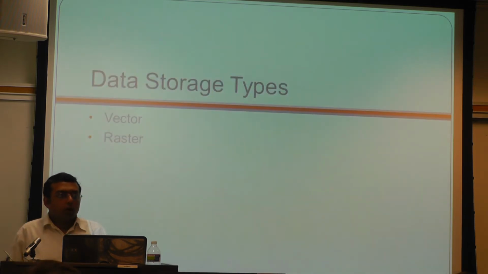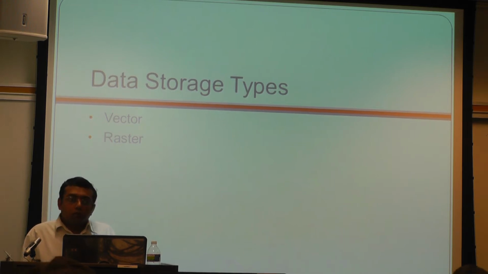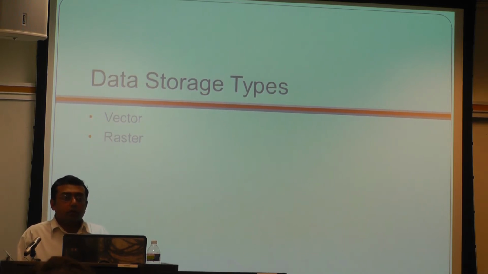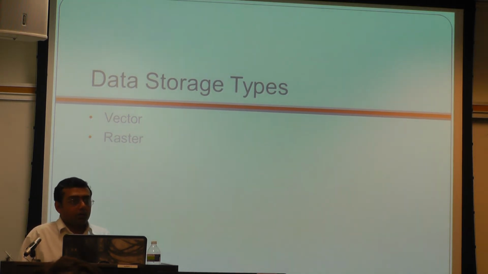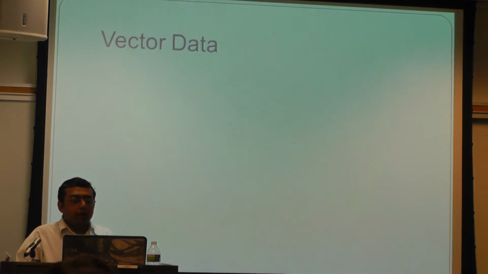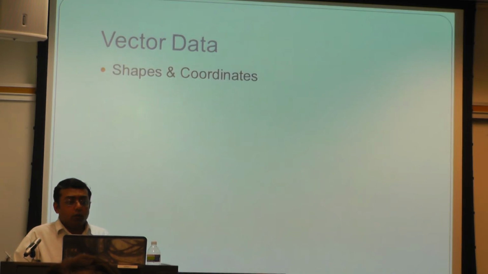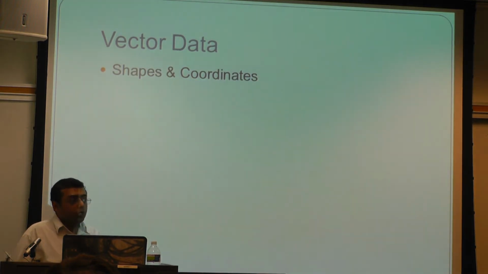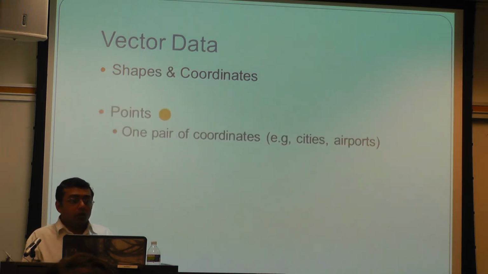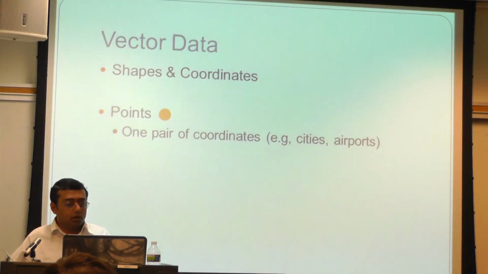All right. So we're going to move on to data storage types. There are 2 types of data that are stored in GIS. One is called vector data, and another is called raster data. What is vector data? Vector data is pretty much what we've been looking at all this while. Vector data involves shapes and coordinates. So what kind of shapes does GIS deal with? Remember, we deal with points. And what do you need for points? You basically need one pair of coordinates to depict a point.